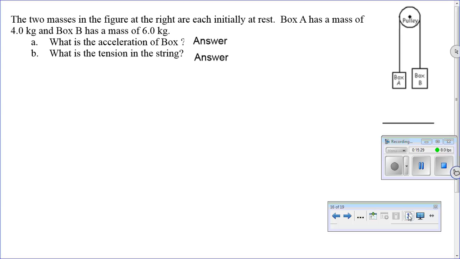The idea is this. Indirectly, B is pulling A up and A is pulling B down, but it's done by means of this string. The tension force acts as a conduit for force. So, here we go. We're going to solve this the same way we did the last one. We're going to start by looking at the system.